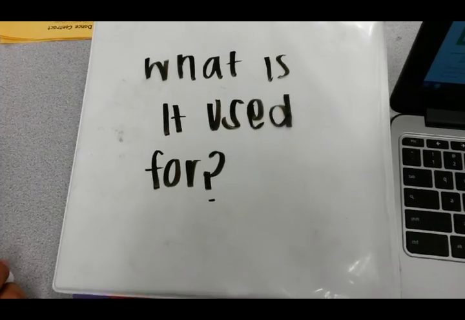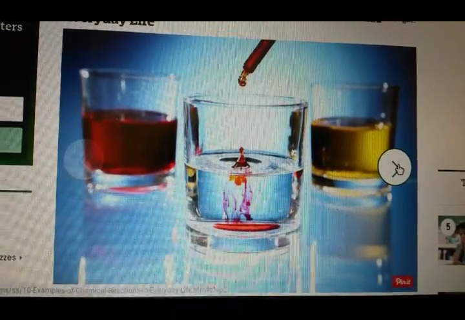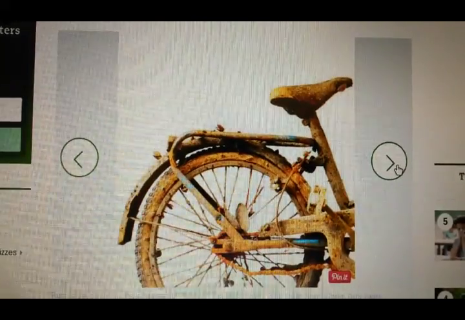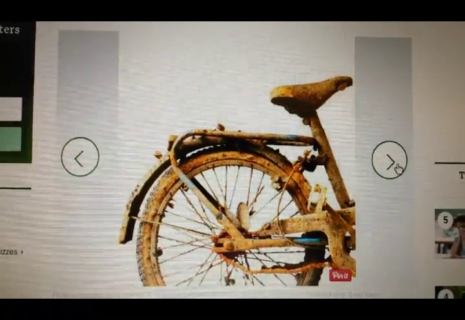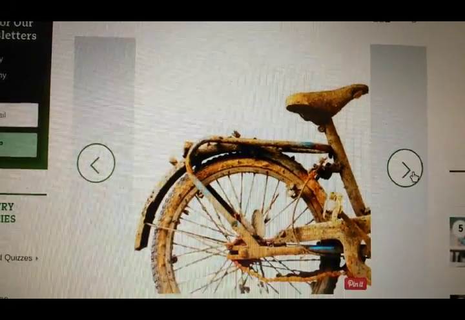What is a chemical equation used for? Chemical reactions are found in everyday life situations without you even knowing. Another example of a chemical reaction is rust, as it is due to erosion.